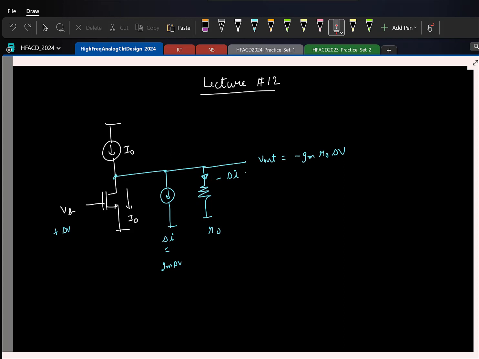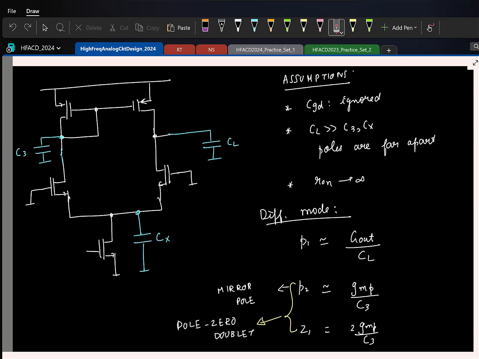And if you look at this picture, it should be clear. Operating point current is I0. Due to VGS, you have a delta I current. And to the output resistance, you have minus delta I. So overall, it is still I0. Okay. So hopefully this is okay. So then let's move on.